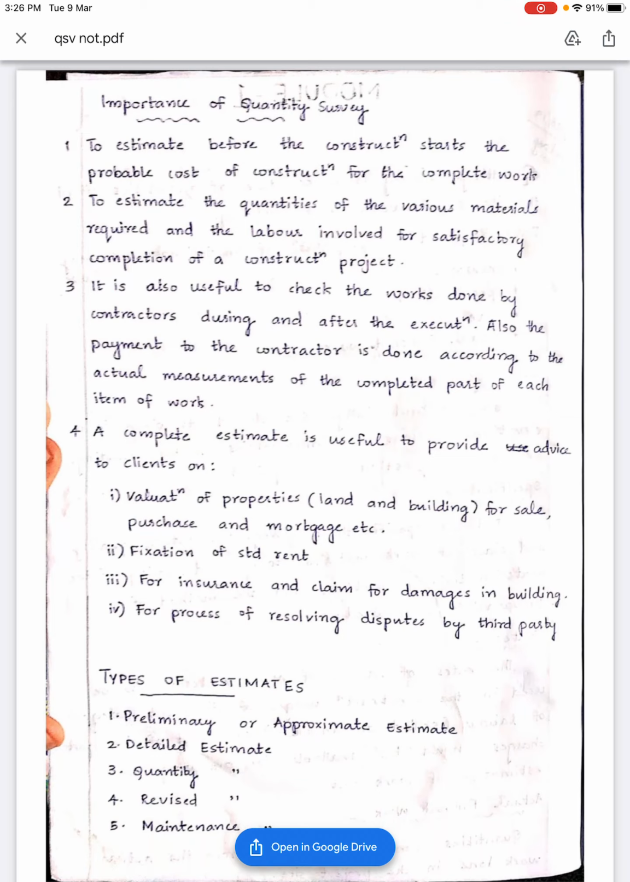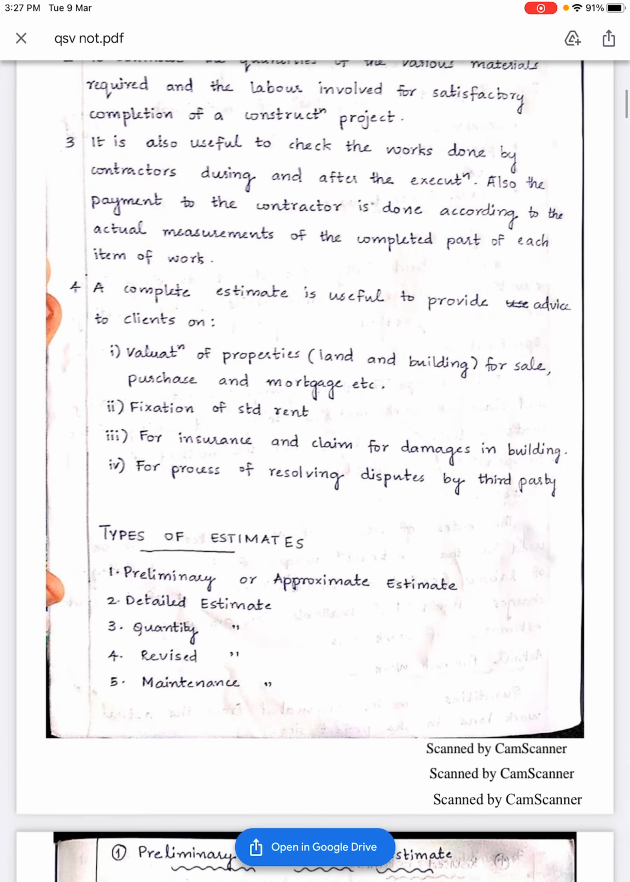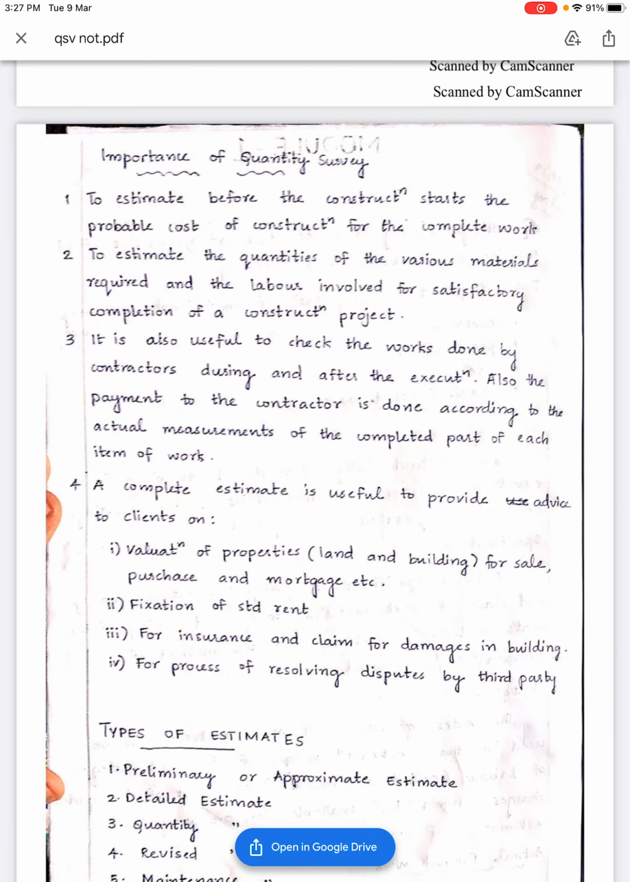Next, the fourth one: a complete estimate is useful to provide advice to the client. It is used for valuation of properties, fixation of rent, insurance claims, and for resolving disputes by third parties, etc. These estimations are helpful in the above mentioned cases. These are the importance and the need of quantity survey.